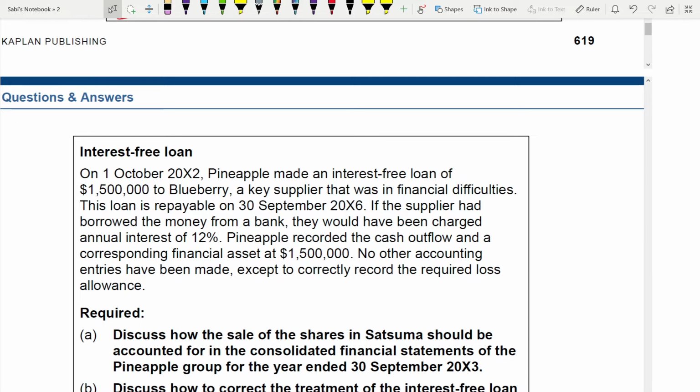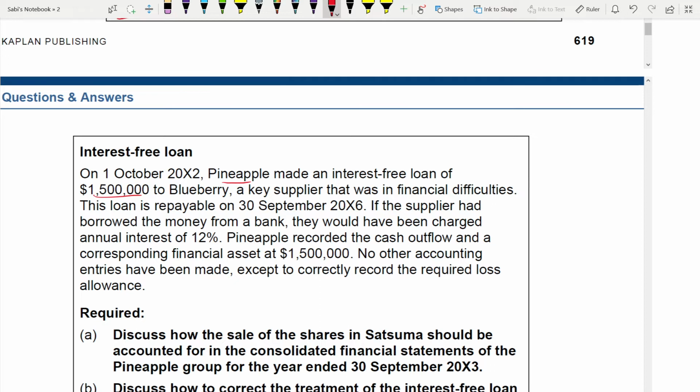Okay. So on 1st of October 2002, Pineapple made an interest-free loan of 1,500,000 to Blueberry, a key supplier that was in financial difficulties. Who made the loan? Pineapple. The company made the loan, which means the company is going to receive the cash flow. For them, it's not a loan. They are not taking a loan. They are giving a loan to someone. To whom? To the key supplier.